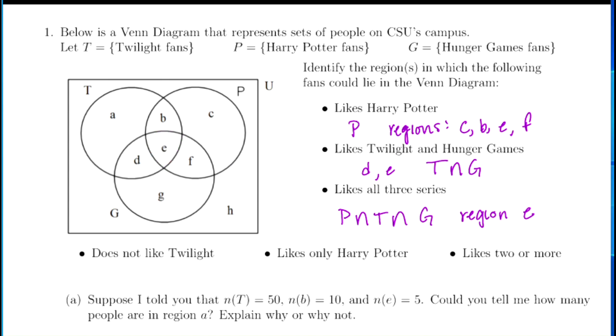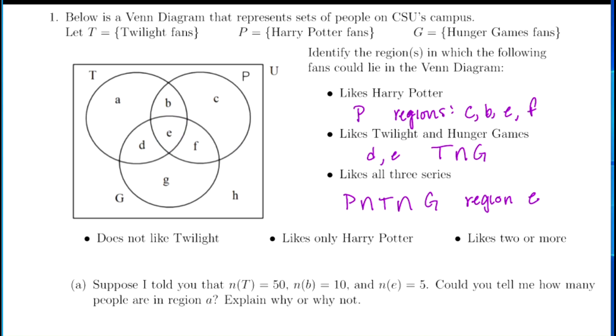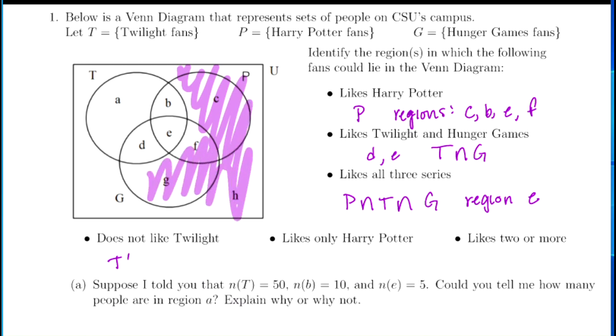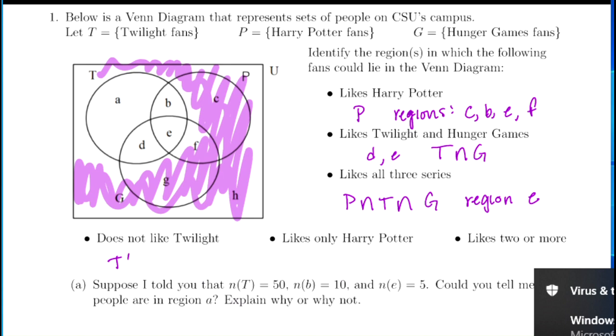Now for fans who do not like Twilight, think about that as T complement. What regions would that be? It would be everything that's not in T, so that would include even out here. So that would be regions C, F, G, and H. Hopefully that makes sense. It's everything not in T, so it's all these other regions.